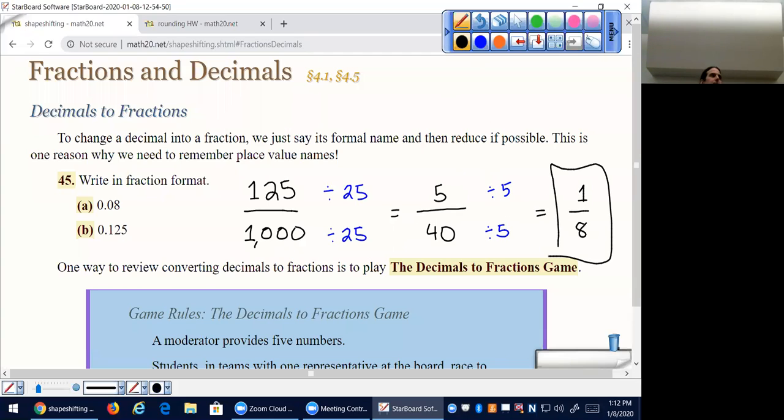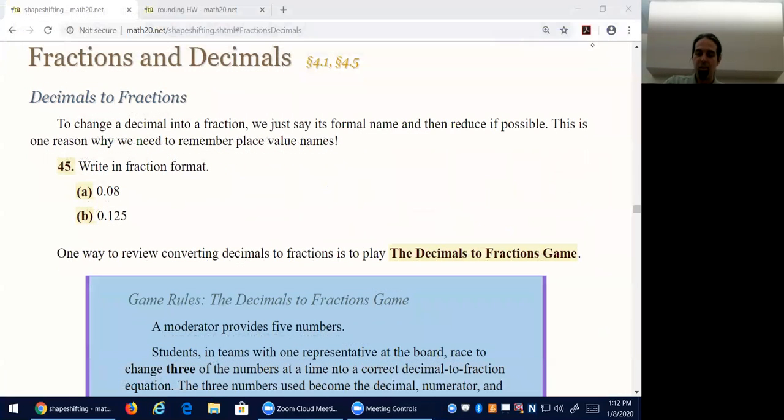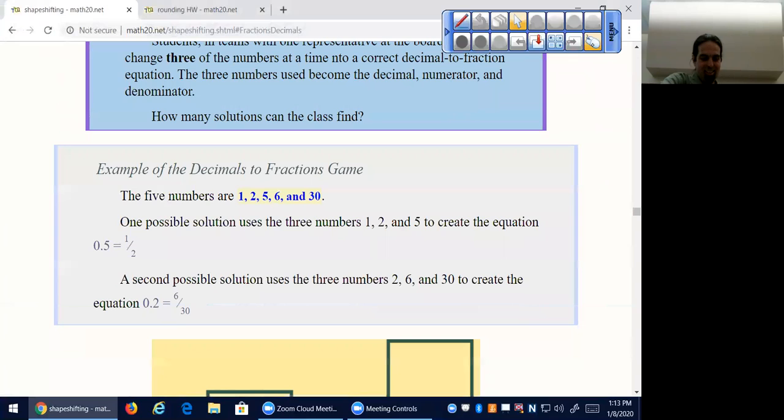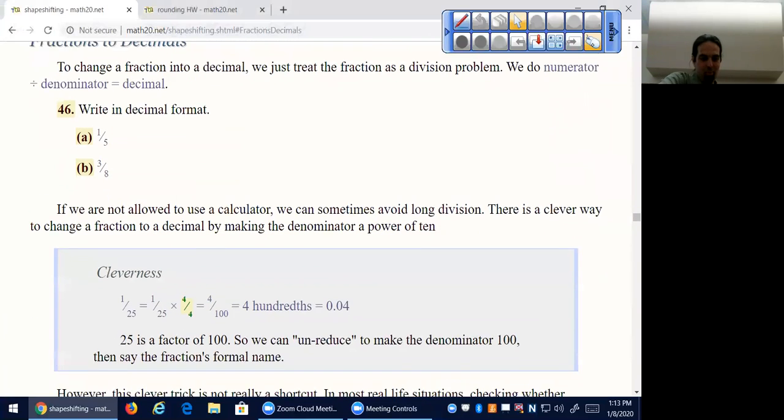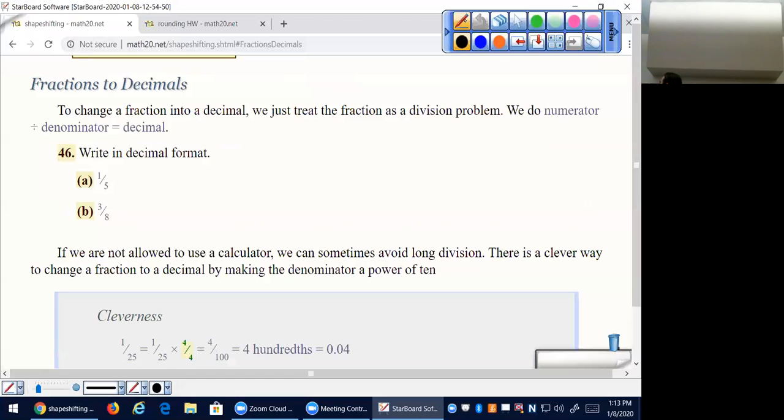Oh, okay, there we go. The other direction, we have time, maybe. 4 minutes. We won't make it. The other direction is to make a fraction a decimal, we treat it as a division problem. So if I have 1/5, I'm going to say that's 1 divided by 5, and that's 0.2.